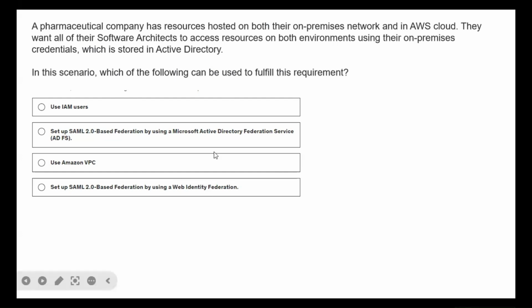So using IAM users is one option. Then we have setting up SAML 2.0 based federation by using a Microsoft Active Directory Federation Service. Then we have Amazon VPC and setting up SAML 2.0 federation by using a web identity federation. Right, so we can try to exclude the answers here. So this is not basically a web identity, because they have to use the credentials for all their environments, both within on-premises as well as the cloud.